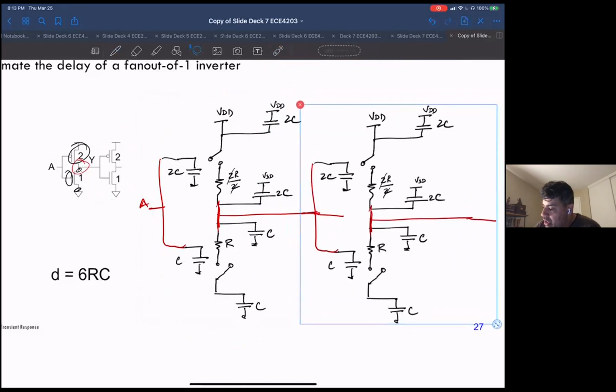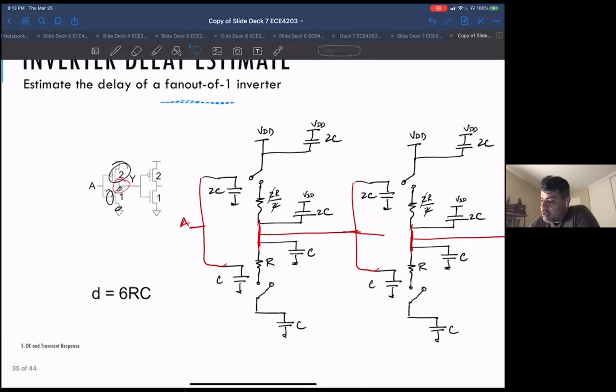Oh, okay, it almost worked. So this is what I end up with as this model. Now I want to figure out the delay. This is fan out of one inverter. What it's asking me is the delay from here to here, from A to Y.